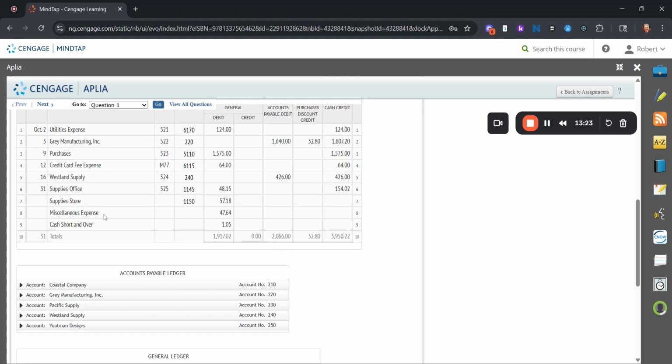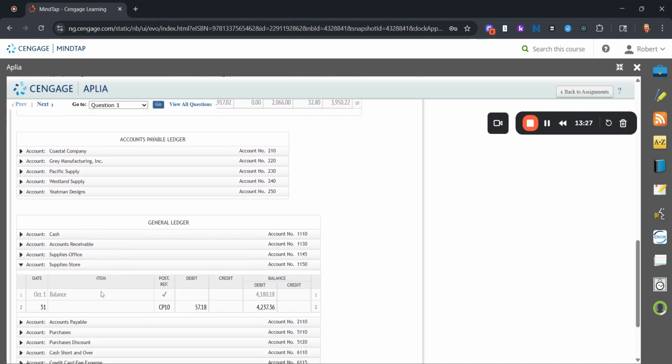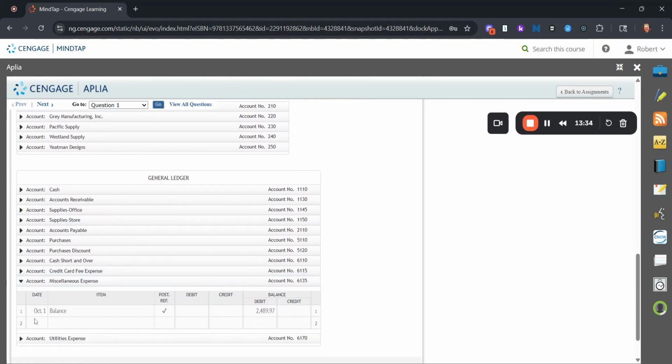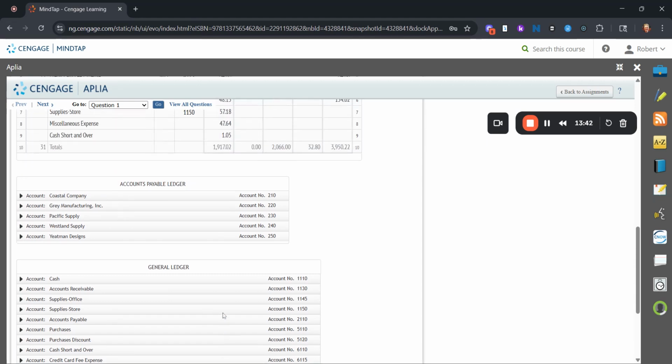And I have a miscellaneous expense for 47.64. It's down here towards the bottom. First, CP10, debit entry 47.64.